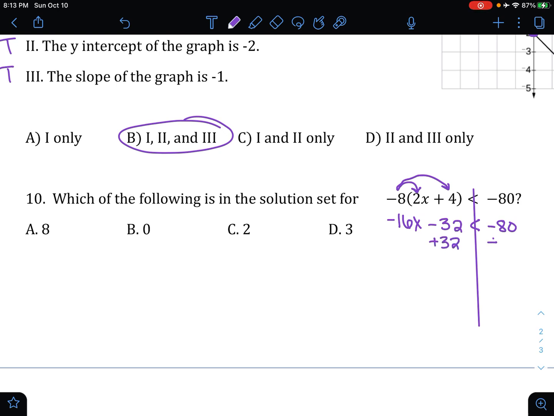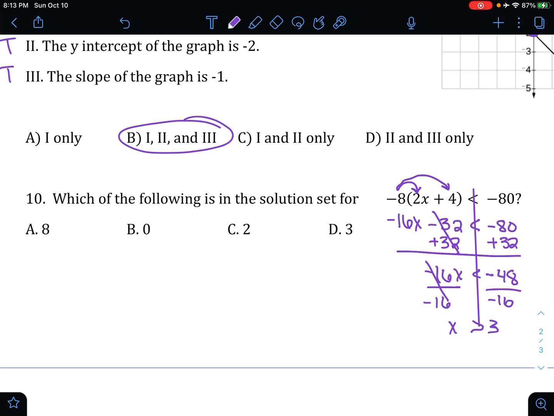Now we're going to add 32 to both sides. We get negative 16x is less than negative 80 plus 32, which is negative 48. Now we're going to divide both sides by negative 16. And x, because we divided both sides by a negative, we flip the inequality sign and we get negative 3. Oh, positive 3, I'm sorry.